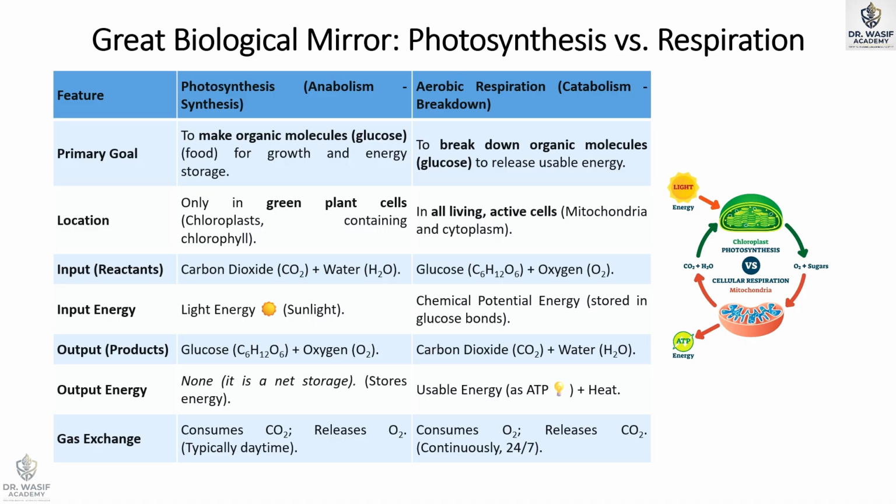Aerobic respiration is the breaker, or catabolism. Its goal is to break down that glucose to release usable energy. Unlike photosynthesis, respiration happens in all living cells 24 by 7. It takes the glucose and oxygen the planet just made and turns them back into carbon dioxide and water. So, do you see the magic here?